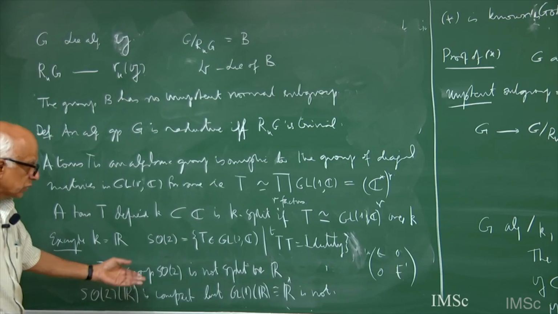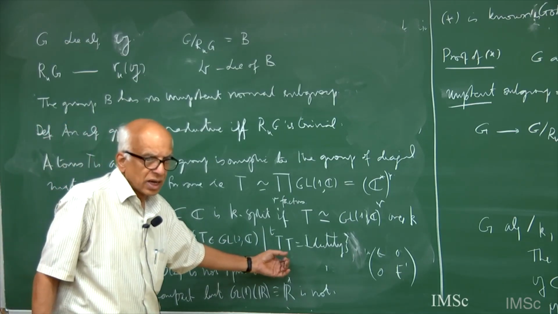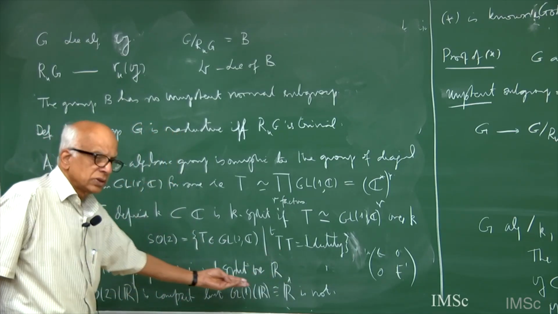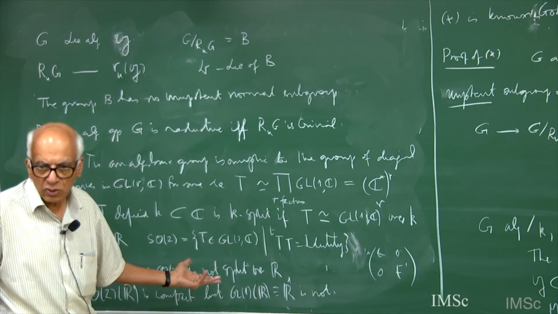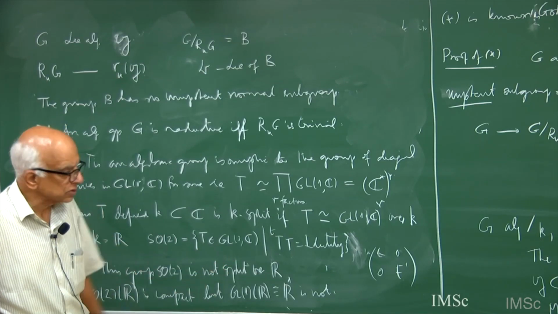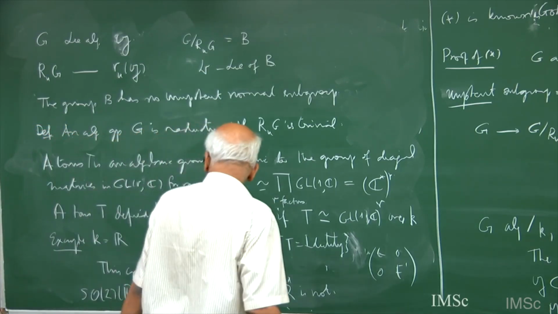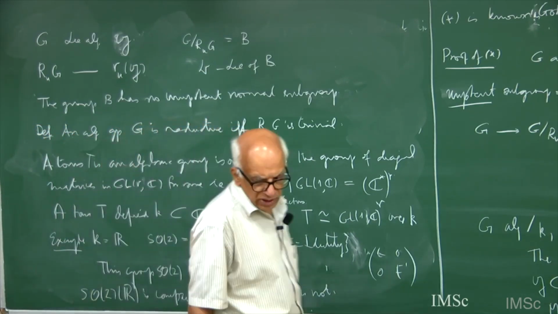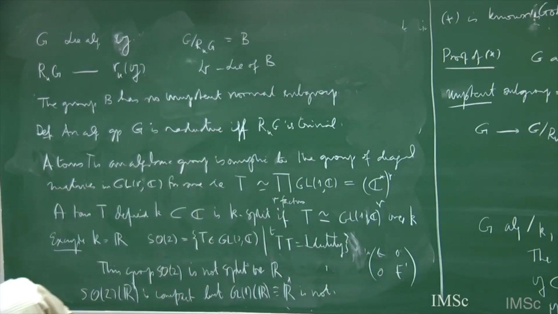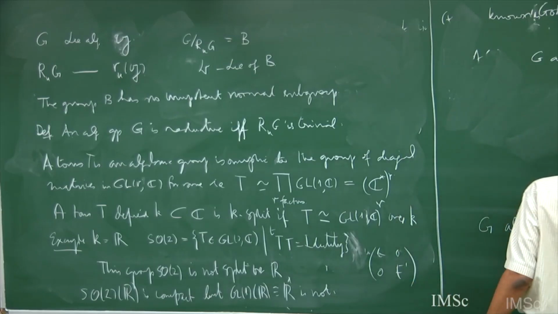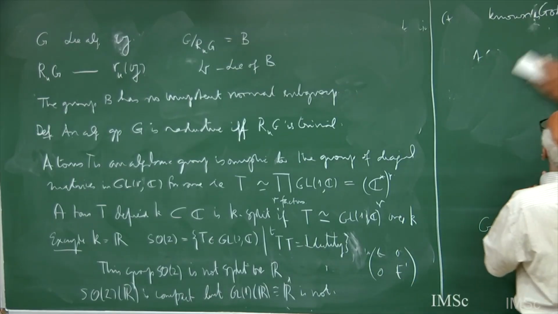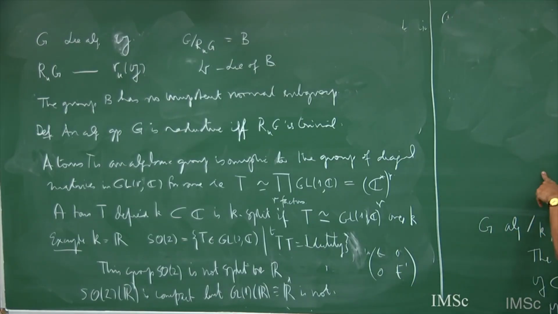Obviously, this SO2 is even defined over Q, as I said, and if it's not split over R, it's not going to be split over Q either. Any smaller field, it's not going to split. Any field not containing R. So one further last definition is the following. Before I make the definition, let me point out something else.